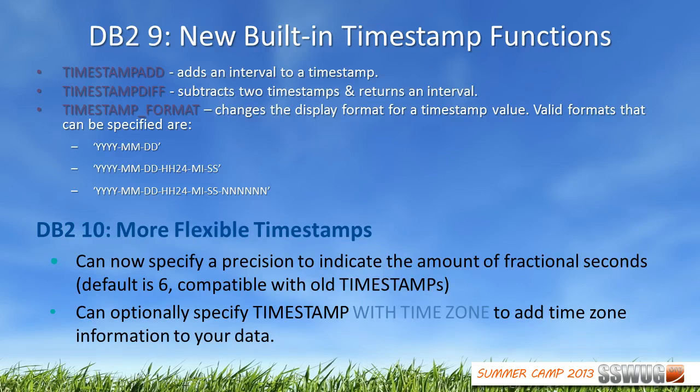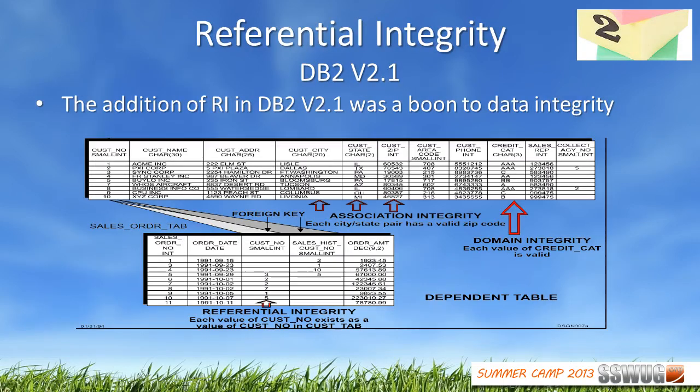So a lot more functionality coming in with date and times, but the bottom line is date and time support added in version 1.3 was a milestone for DB2 and was important to make it a robust DBMS. The second breakthrough is referential integrity, or RI, and this was added in version 2.1.